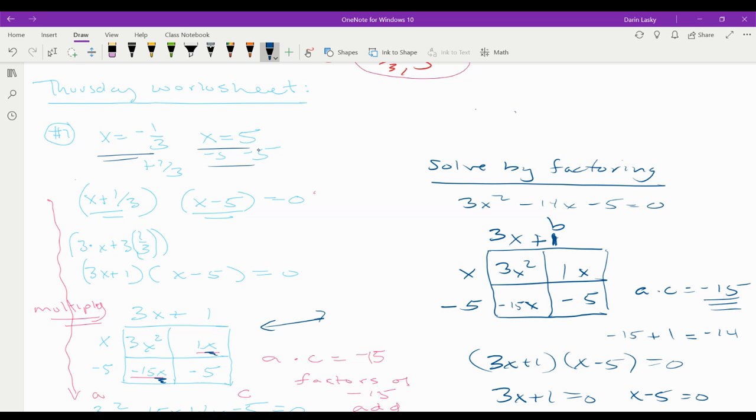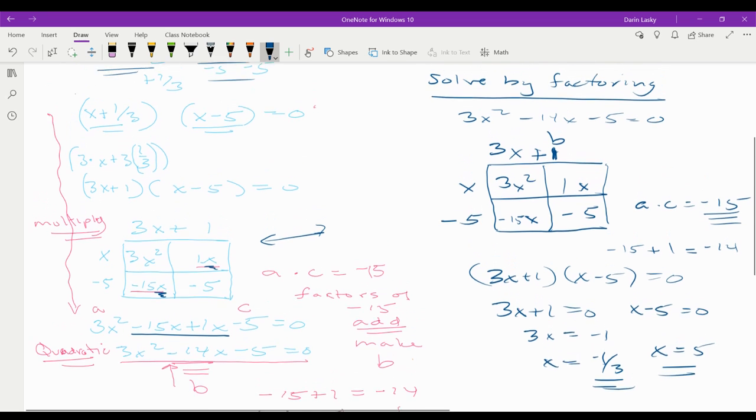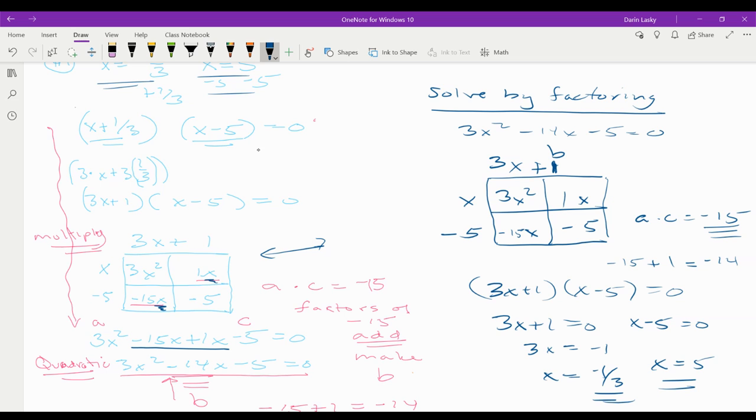So I was given roots, and I worked my way down by using the arrow mod and multiplying, and I ended up with a quadratic. And then if we need to solve it by factoring, we're going to solve these by doing the exact reverse of the multiplication. So instead of multiplying, we're going to divide by columns. We just have to know this new rule right here: A times C, the factors of A times C add to make B.